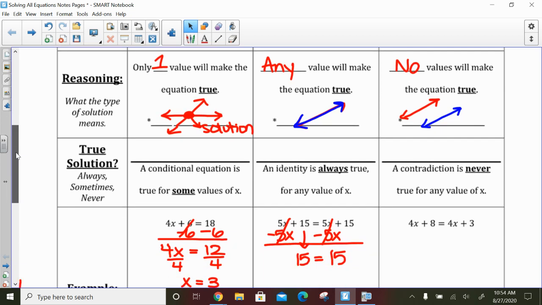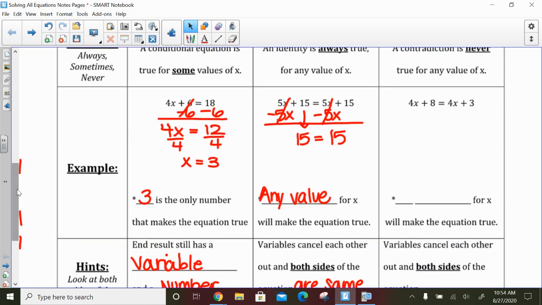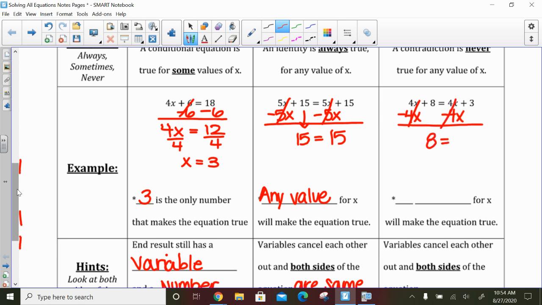So let's look at what the equation would look like. Something like 4x plus 8 equals 4x plus 3. They're not identical like the previous one, so it's not infinitely many. If you start to solve this, I'm going to subtract 4x from both sides. Those both cancel out, and I'm left with 8 equals 3. Does 8 equal 3? It does not, and so this is a false statement.